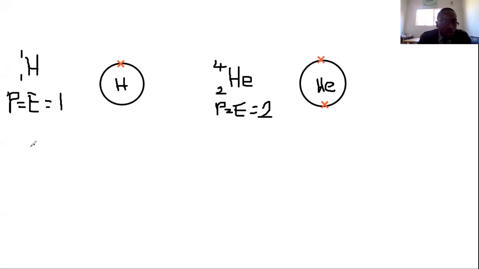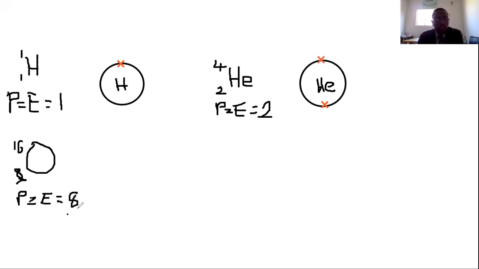Oxygen is O, capital O, 16 on top and 8 down there. Our interest is the proton number, which is down there. So the P is equal to the E, and the E is 8. So we have 8 electrons. How are we going to distribute the 8 electrons? So we start with the first shell.